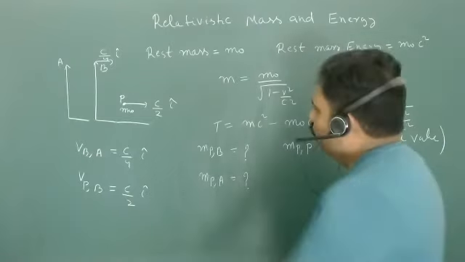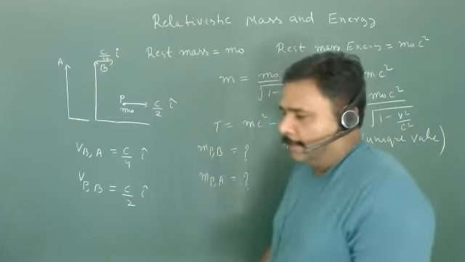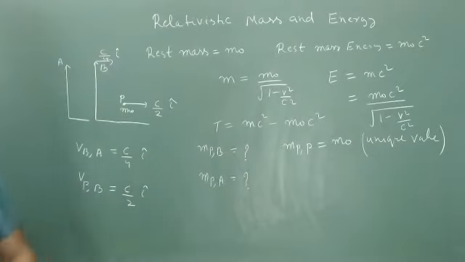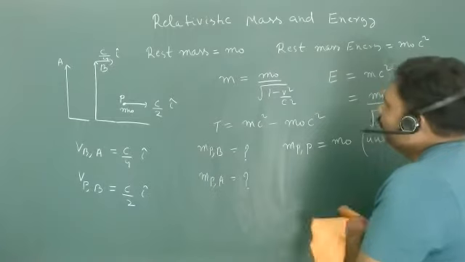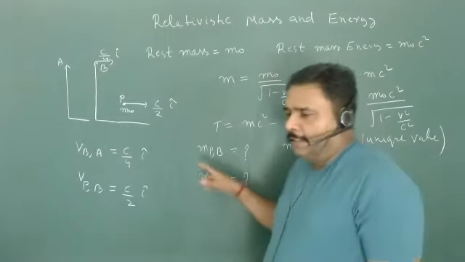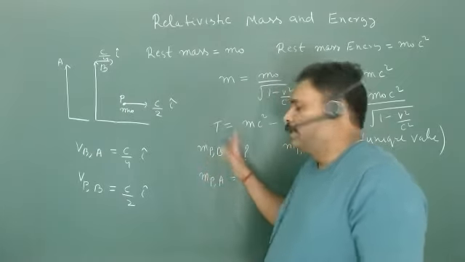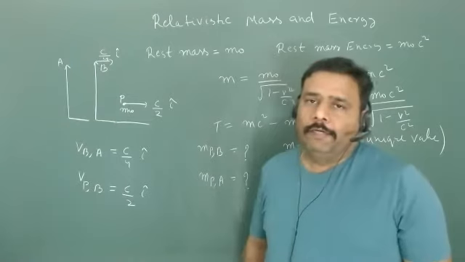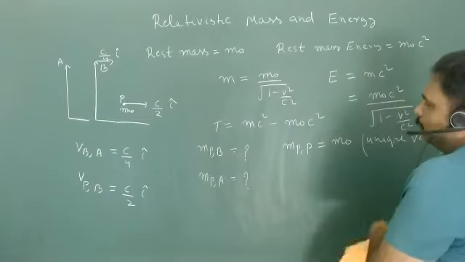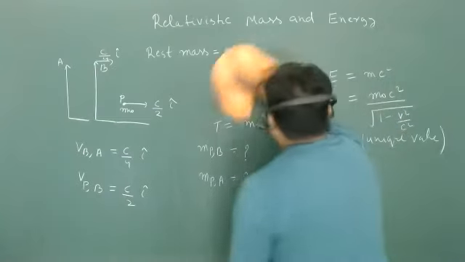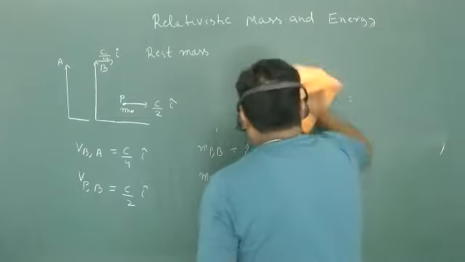Let's try to calculate the mass of the particle with respect to B. Obviously, how do we have to proceed? First we have to calculate the speed of the particle with respect to B. So the first thing is to calculate the speed of the particle with respect to B. Let's come to the calculation. So we are just going to calculate the first problem.